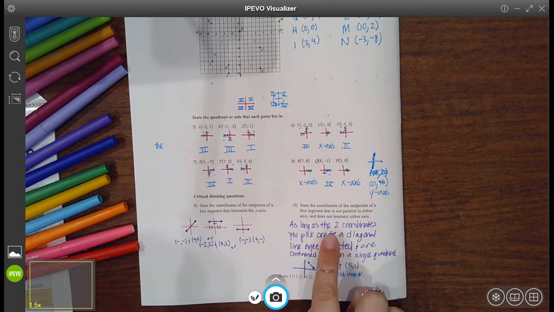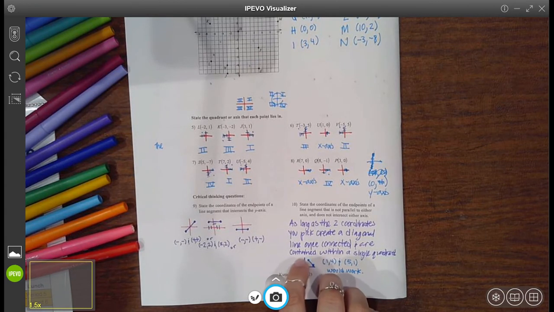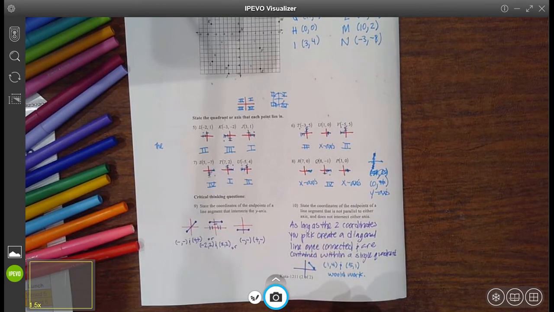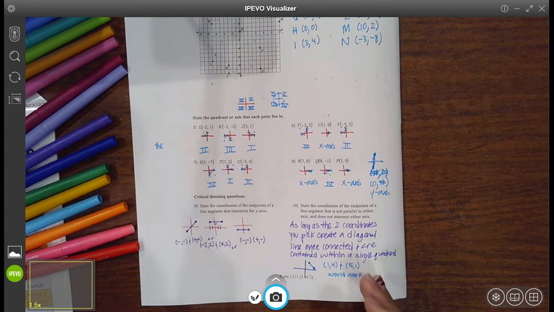And it also doesn't want it to intersect an axis. So that means it needs to be confined within one single quadrant. So it could be a diagonal here, some diagonal line here, a diagonal line in this quadrant, or diagonal line in that quadrant. And then that would satisfy those conditions. So as long as you give 2 endpoints that would produce something that stays within a quadrant and creates a diagonal line, so it's not parallel to the x-axis or vertical and parallel to the y-axis, then that would satisfy this one.